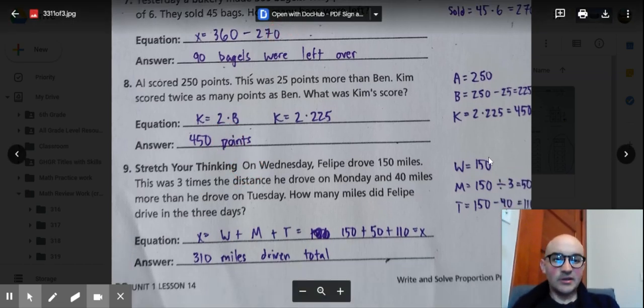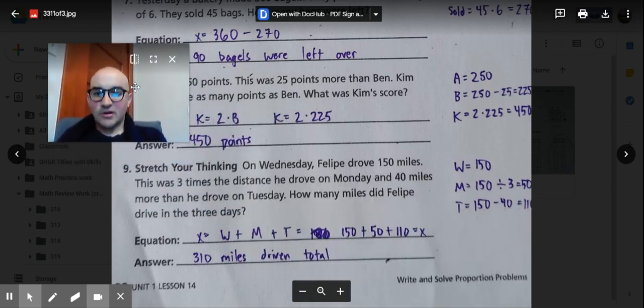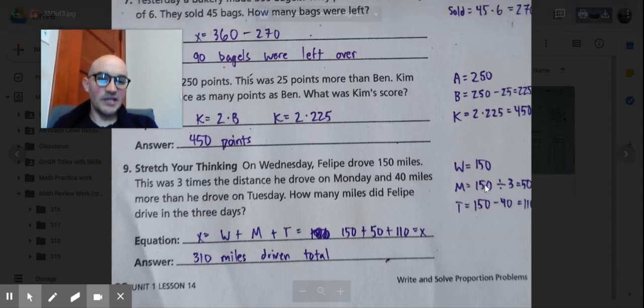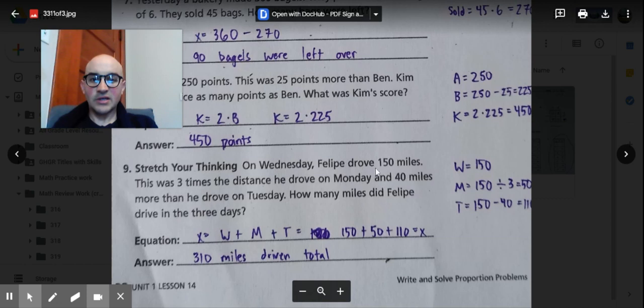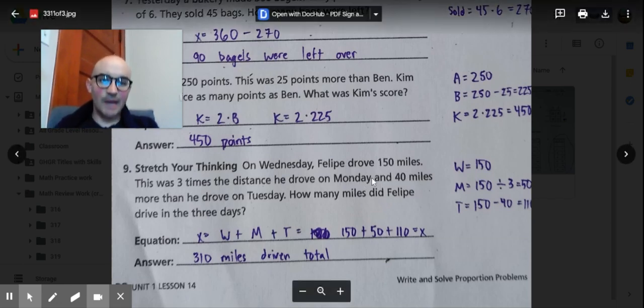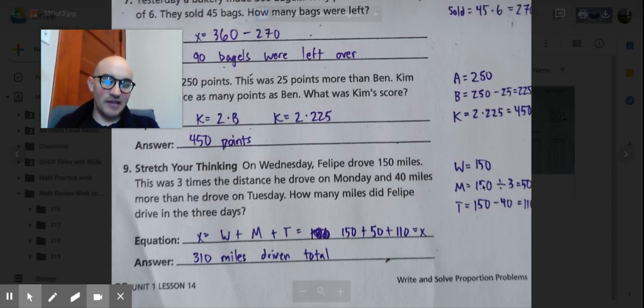Okay. Last problem here for this review work. I just used the variable W to represent Wednesday, M for Monday, T for Tuesday. Okay, so Wednesday, Felipe drove 150 miles. This was 3 times the distance he drove on Monday. So I'm going to stop right here. Before I continue to read, I'm just going to write that in mathematical terminology.